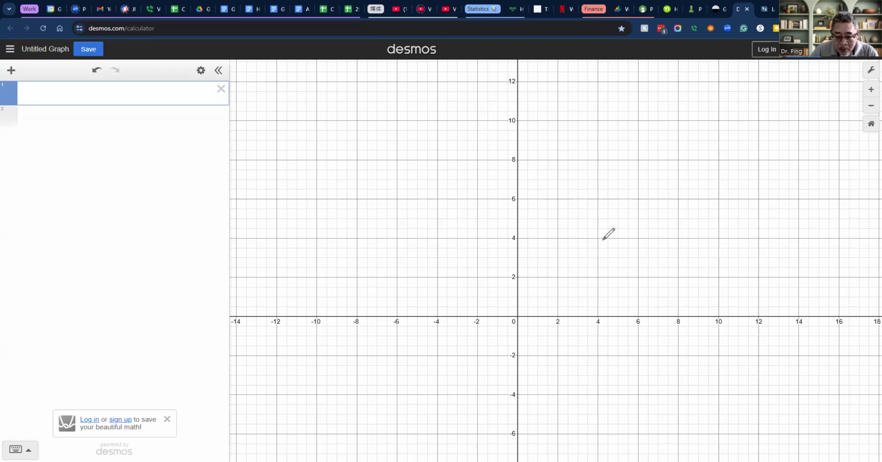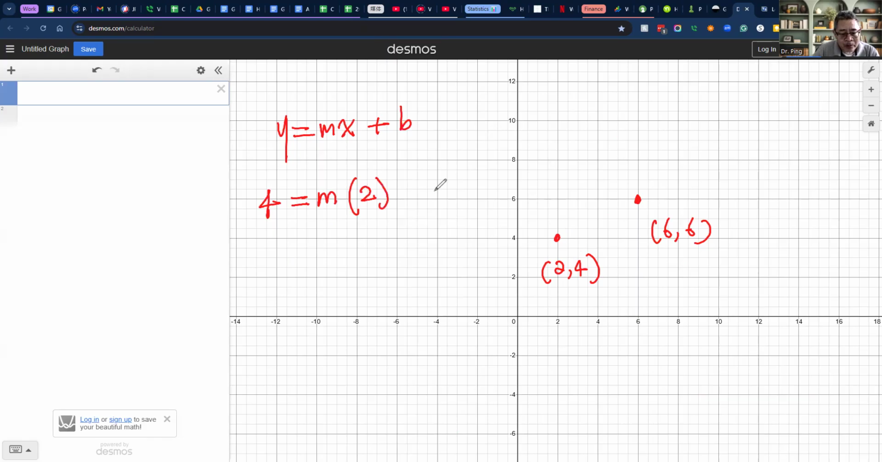Let's look at another example. Let's say we find points quite different here. This is a point, and this is a point. So what we got here is (2, 4) and (6, 6). So we know y is mx plus b. So therefore, what we're going to do, we know that 4 is equal to m, our x is 2, and plus b. We can rewrite this as 2m plus b equal to 4.